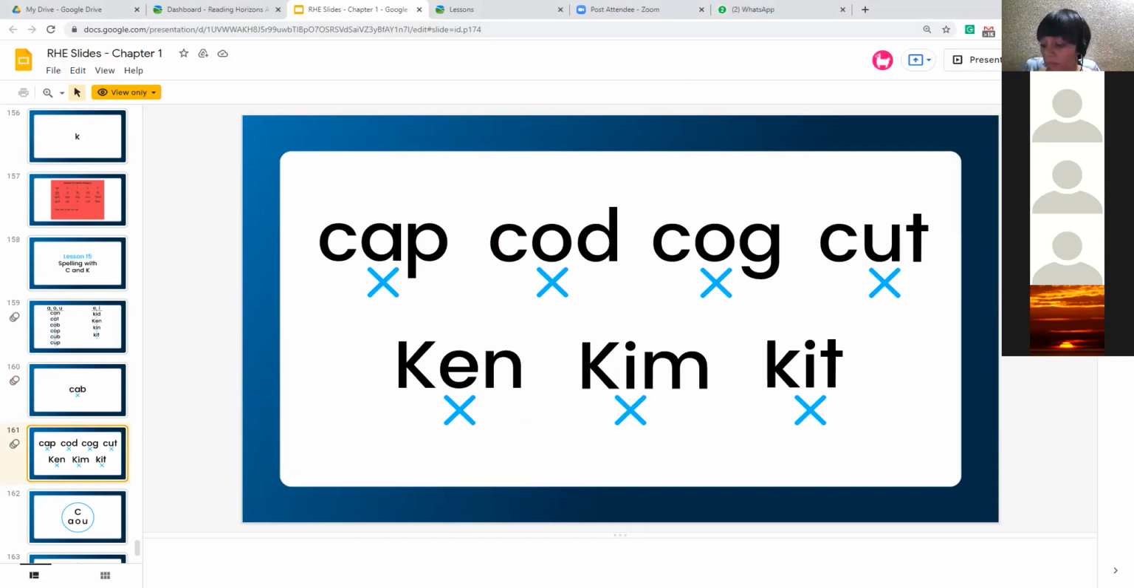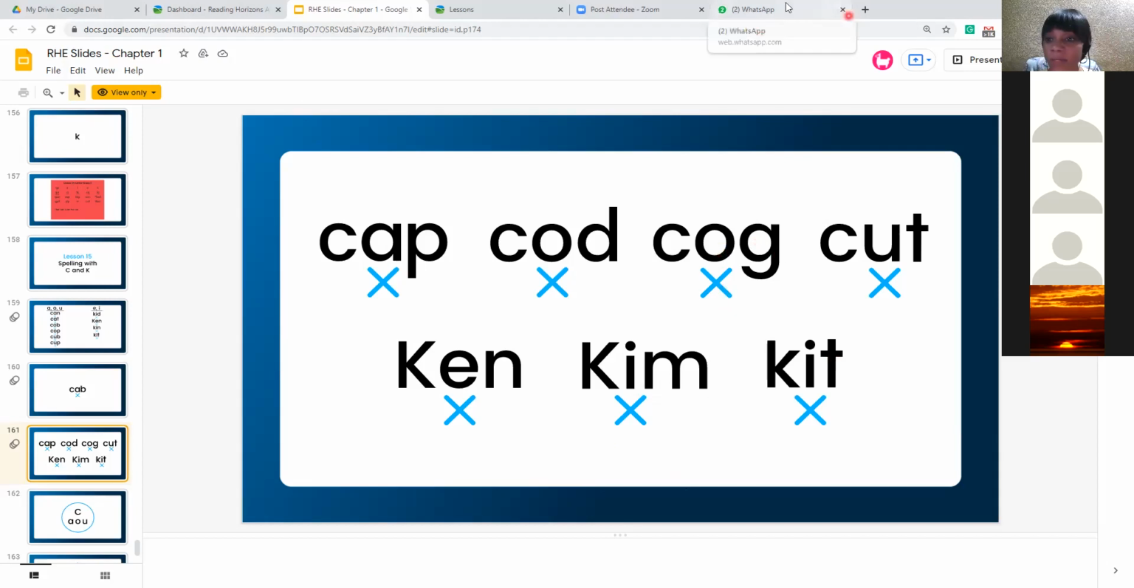Cod. What is cod? Bucket. It's a bucket? Yeah, I think some people call a bucket a cod. And it's like saltfish. Codfish. So codfish is like saltfish. Good. Two things can be called cod. Excellent. Very good. What about cog? I don't know what this is. Anybody know what a cog is? I don't. Okay.